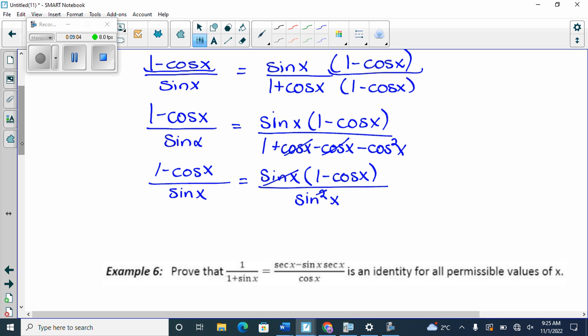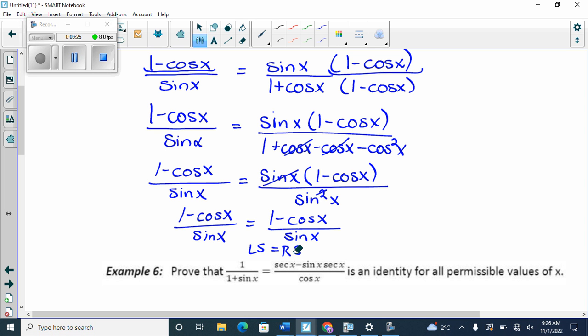Okay? So we're going to get 1 minus cos x over sine x equals 1 minus cos x over sine x. And now we can write left side equals right side. So that's one thing people forget, that you can multiply by conjugates.